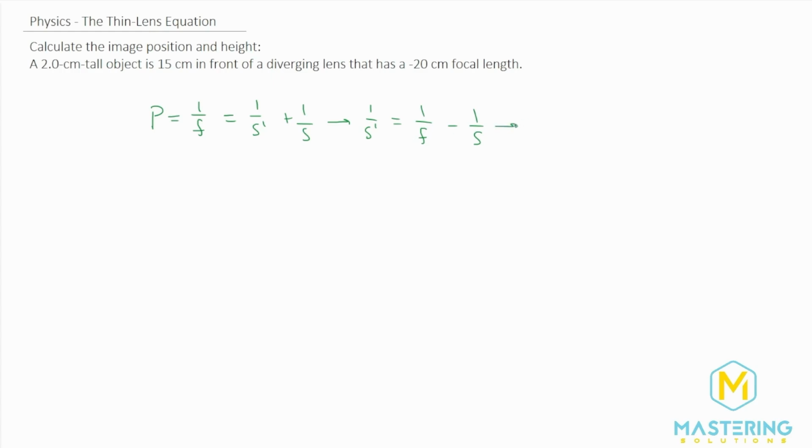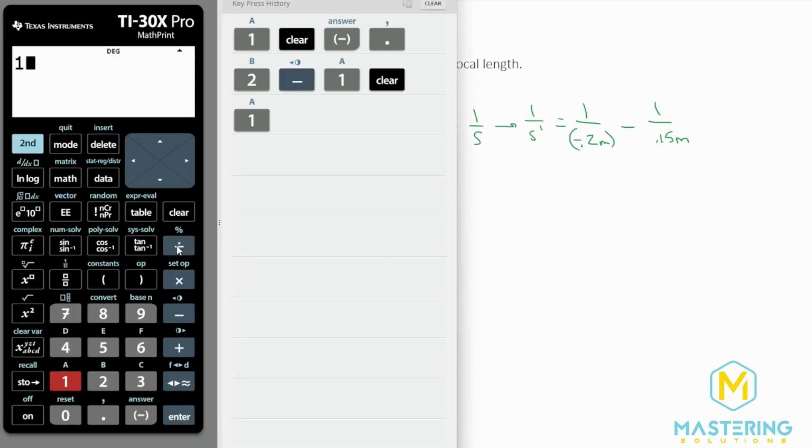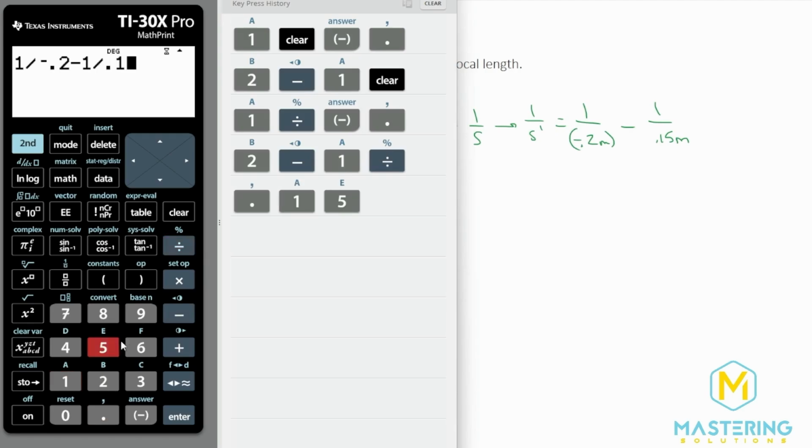So if we plug these in, we have 1 over the image distance is equal to 1 over the focal length in meters, so a negative 0.2. It's important to keep it in meters because a diopter is an inverse meter, so if it's not SI units, it won't work correctly. And that's over the object distance, which we said is 15 centimeters in front of a diverging lens, so we have 0.15. In front of the lens means it's upstream of the lens, and this will be a positive number for the object. So we have 1 divided by negative 0.2 minus 1 divided by positive 0.15.